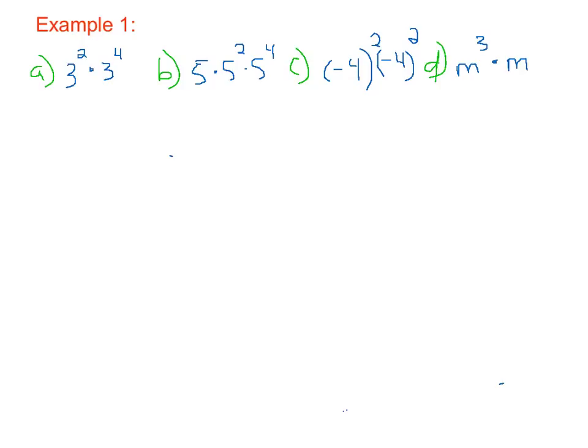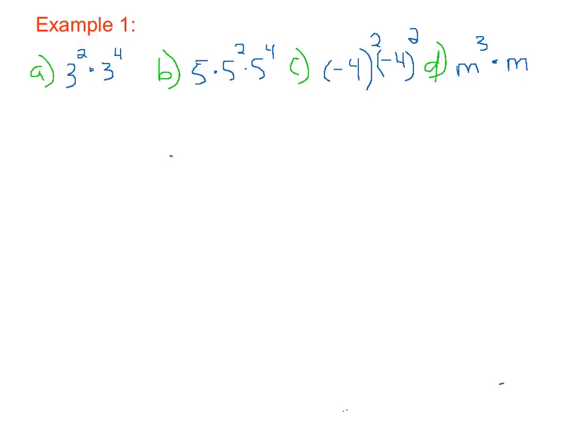The next topic we're going to be looking at deals with exponents. Alright, so if we look at all these examples here, we're going to simplify these. If you look at part A, 3 squared times 3 to the fourth, I'm going to write an expanded form.